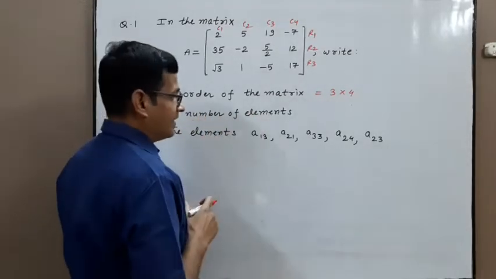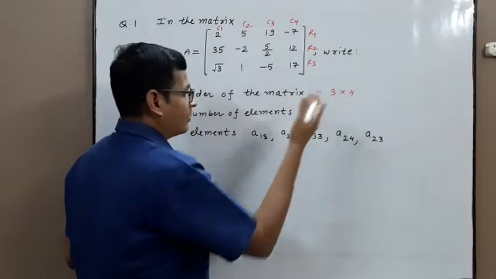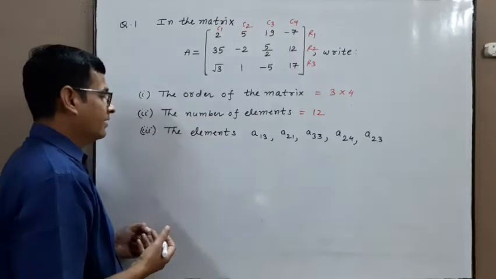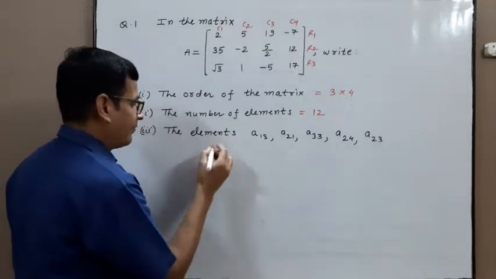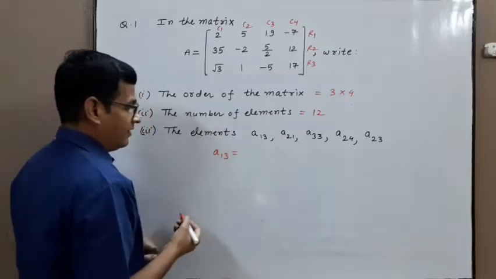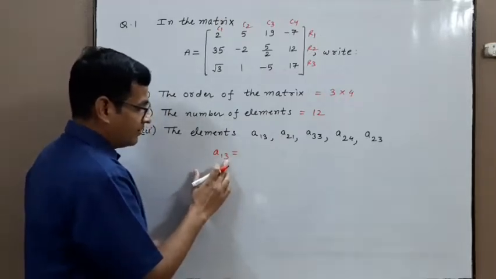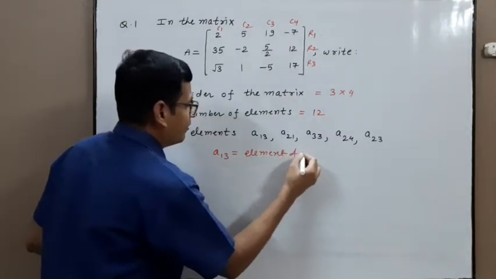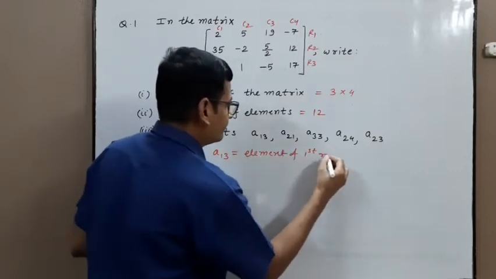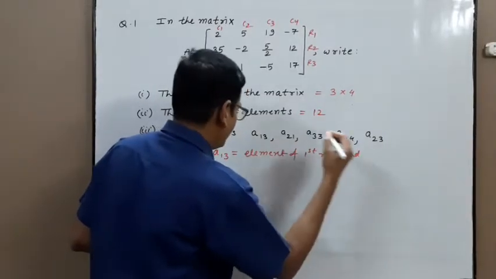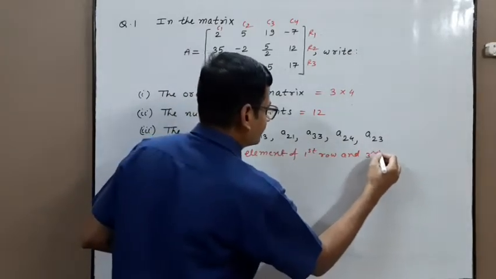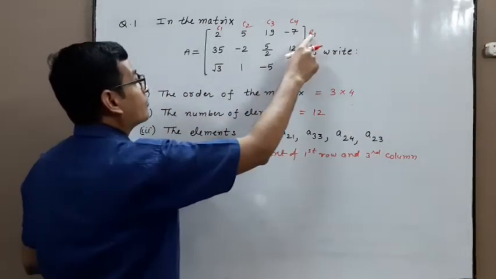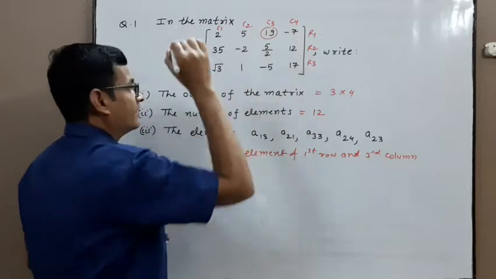The number of elements is equal to number of rows into number of columns, means 12. We can count also by multiplying, so we can find. The element A13. A13 represents the element of ith row, means first row and third column. Element of first row and third column is this element, 19.